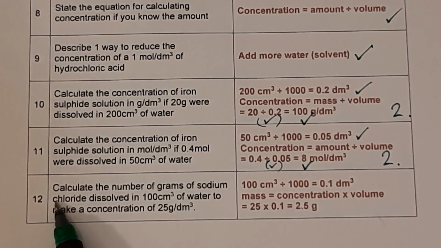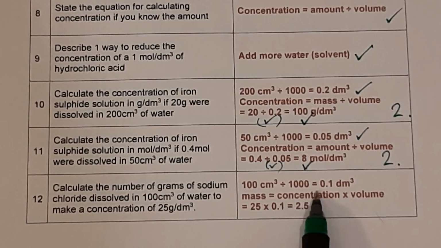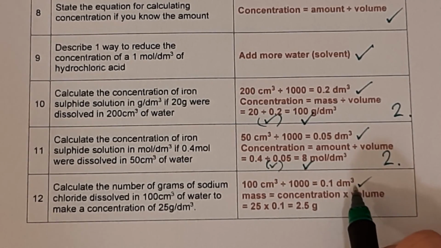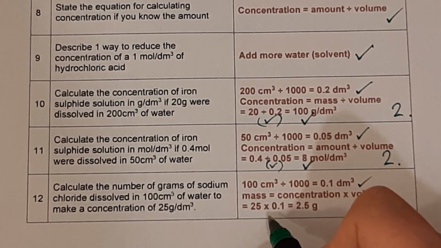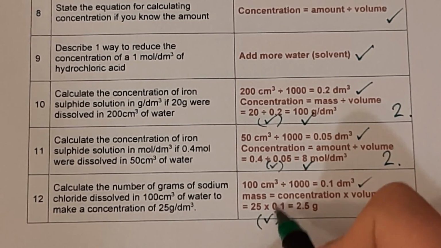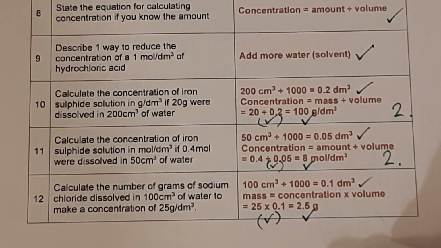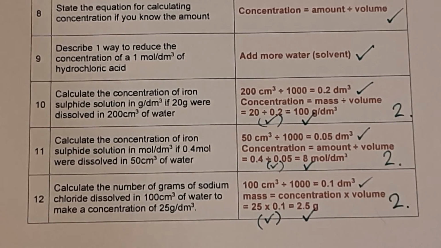Question 12. Calculate the number of grams of sodium chloride dissolved in 100 centimetres cubed of water to make a concentration of 25 grams per decameter cubed. Again, the units are different between the two, so you need to do a conversion. So 100 centimetres cubed of water divided by 1,000 gives us 0.1 decameter cubed. If you haven't shown this conversion, but you have written 25 multiplied by 0.1, then you can have the first mark for that instead again. And your answer is 2.5 grams, giving us another 1 out of 2.